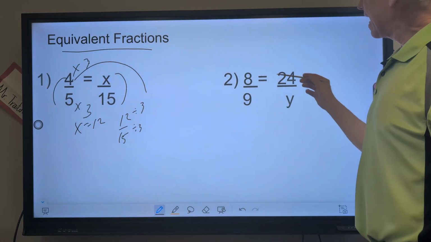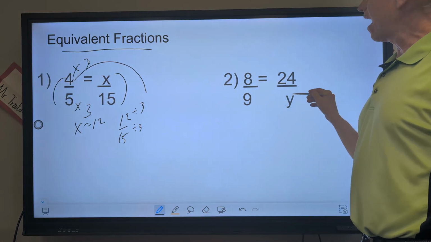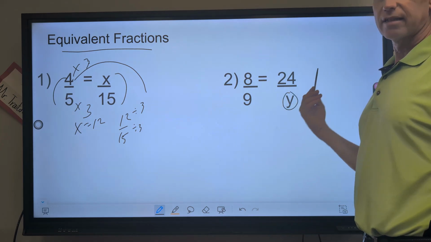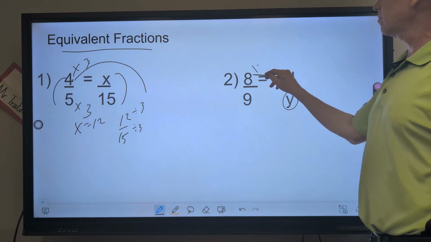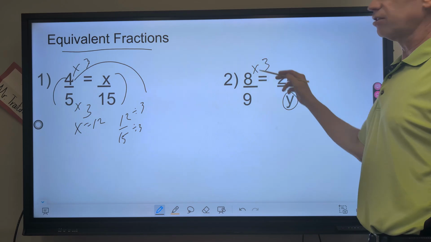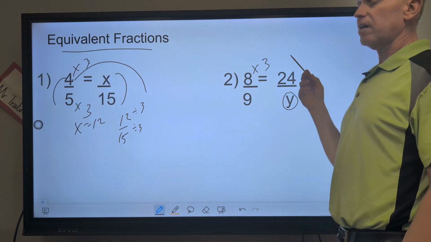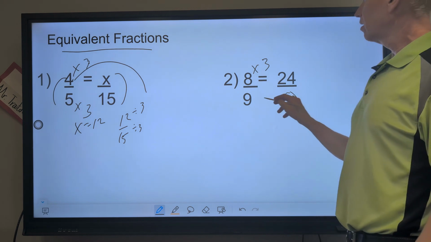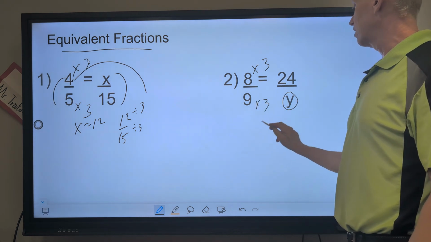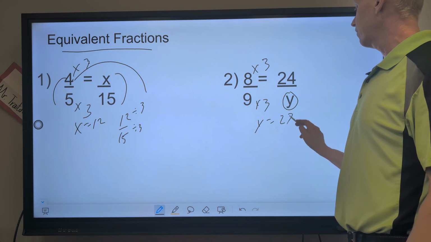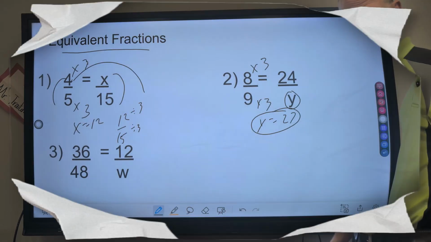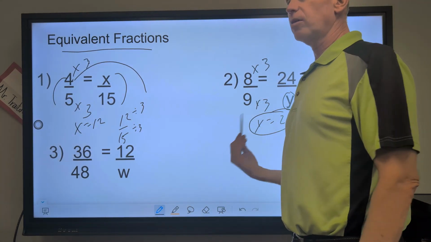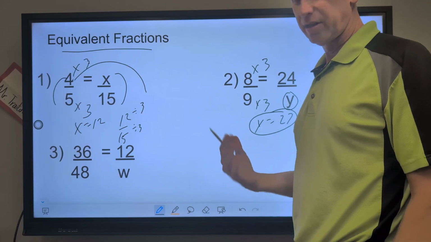All right. 8 over 9 equals 24 over y. What is y? You do the same thing. What times 8 is 24? And that's 3. Now, whatever you multiply the top or bottom by, you do it by the same number on the top or bottom. So 9 times 3 is 27. So y equals 27.